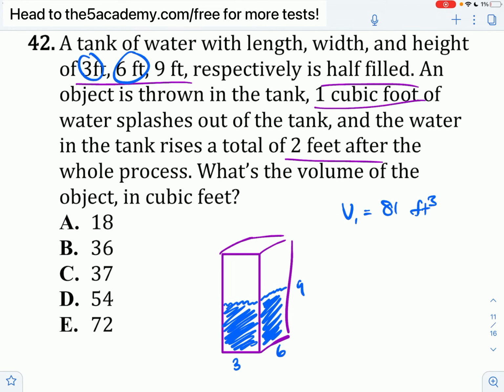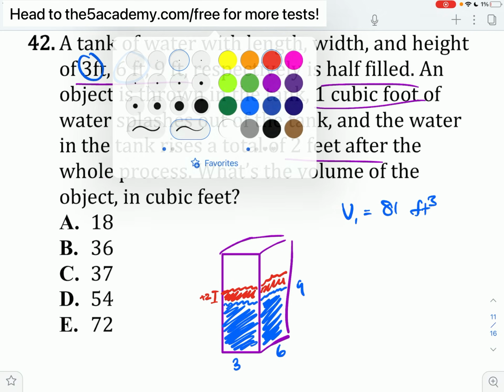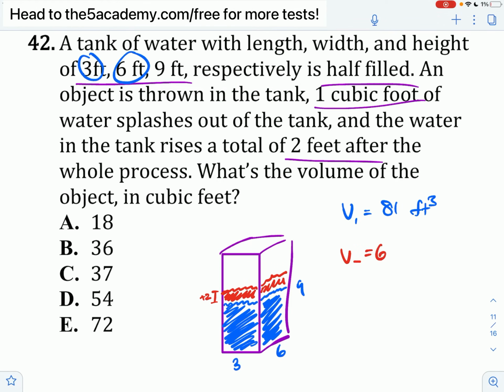Now, after we throw in this object, the water goes up 2 feet. Okay, so this is the increase. The red area is the increased area of the tank, the increased height. So your second volume, V2, is going to be very similar. It's going to be 3 times 6 because we have the same length and width, sorry. But your height is going to change to 4.5 plus 2. And if we put that in our calculator, 3 times 6 times 6.5, you end up getting 117, okay?